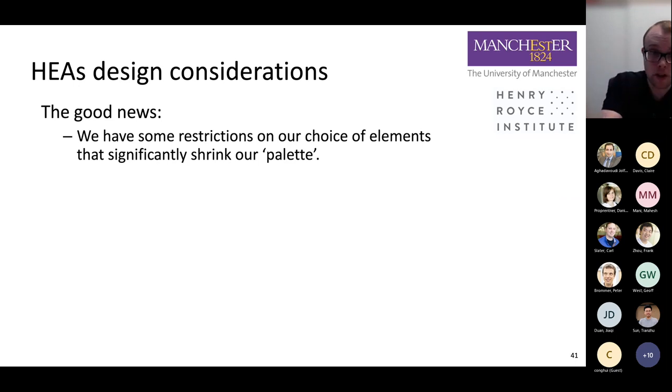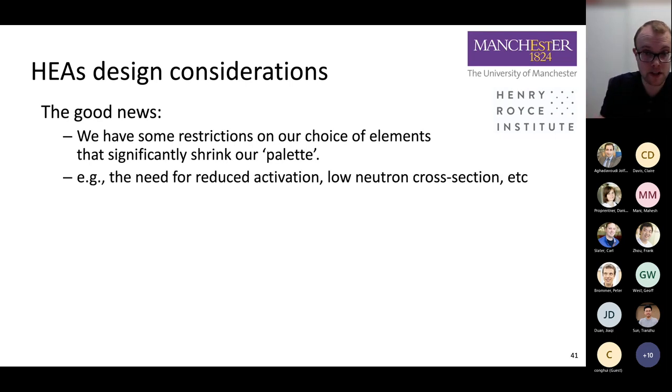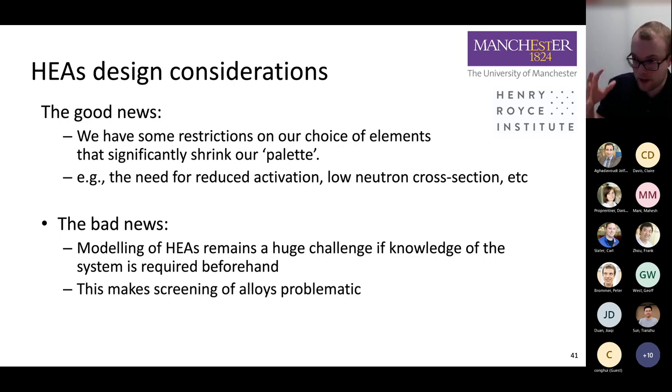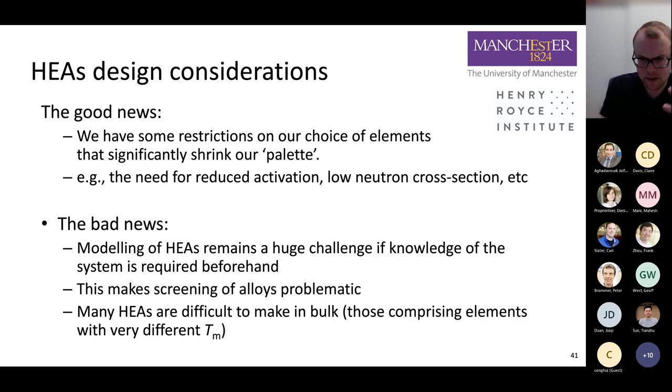And the good news for nuclear is that we have some restrictions on our choice of elements that shrink our palette of elements. I'll talk about this a bit later, but basically, if you want to avoid lots of elements that become radioactive, that shrinks our elemental palette. So we might want reduced activation, low neutron cross section, etc. The bad news, which is true for all high-entropy alloys, is that modelling of high-entropy alloys remains a huge challenge if knowledge of the system is required beforehand, and this makes screening of alloys really problematic for any sort of application, and in particular for irradiation damage, because there we've got lots of complicated effects going on.